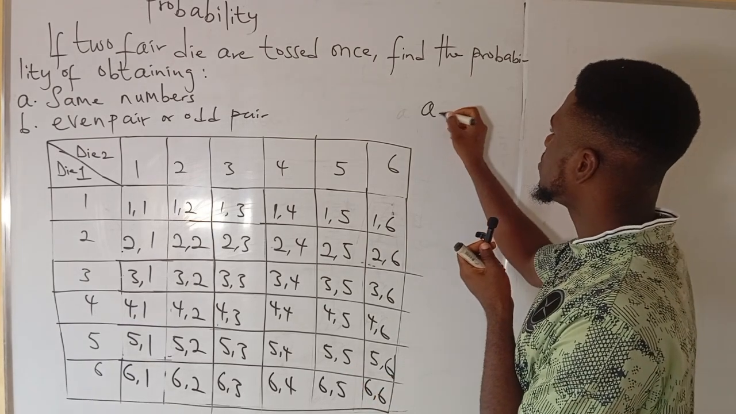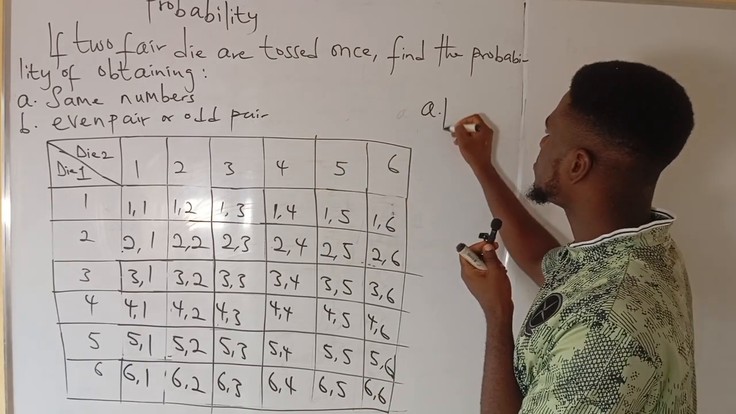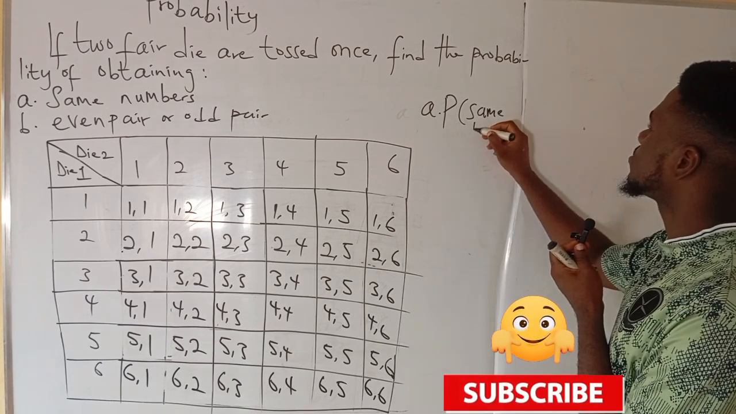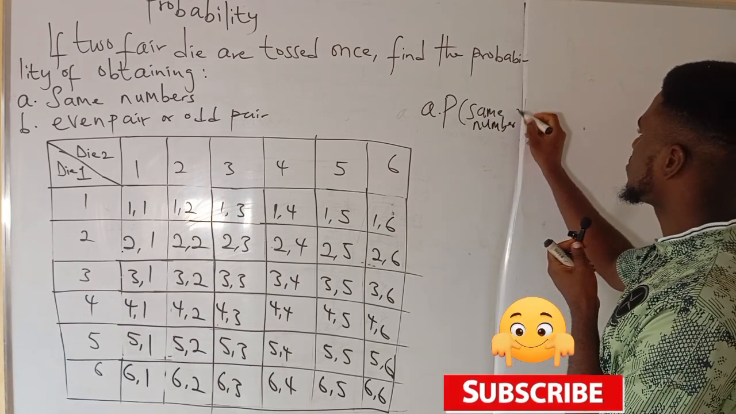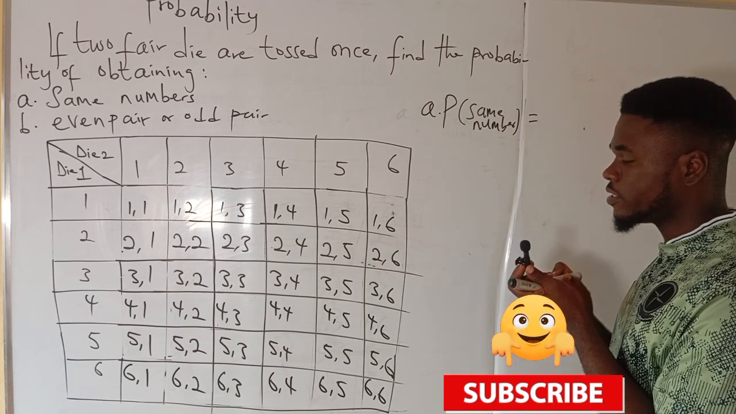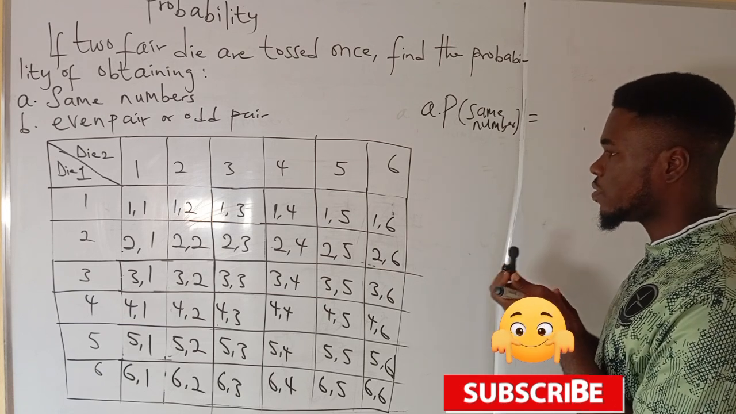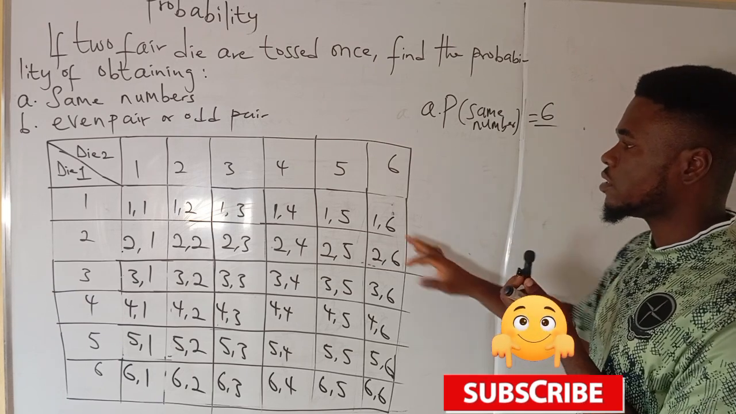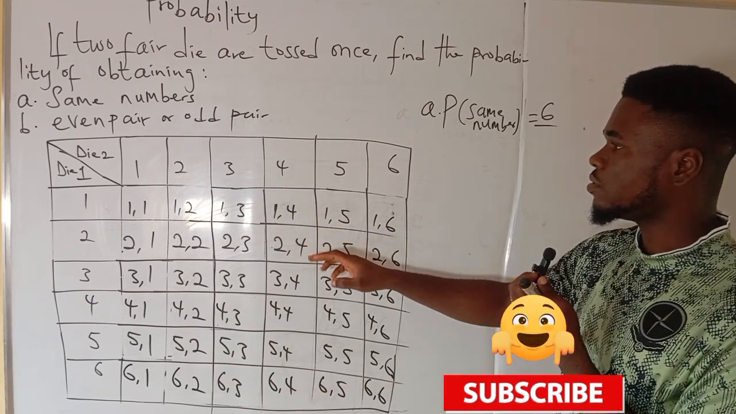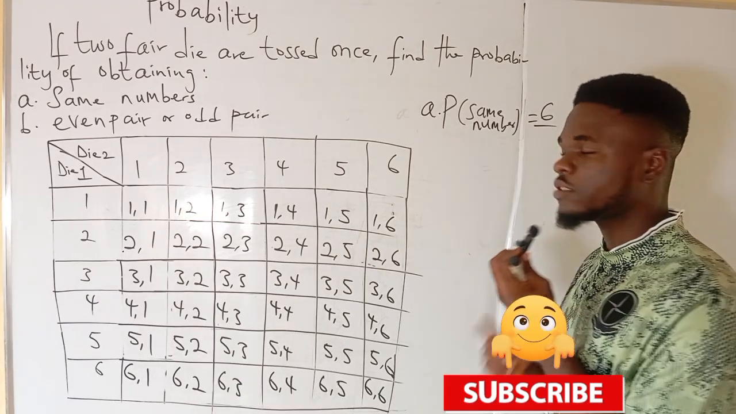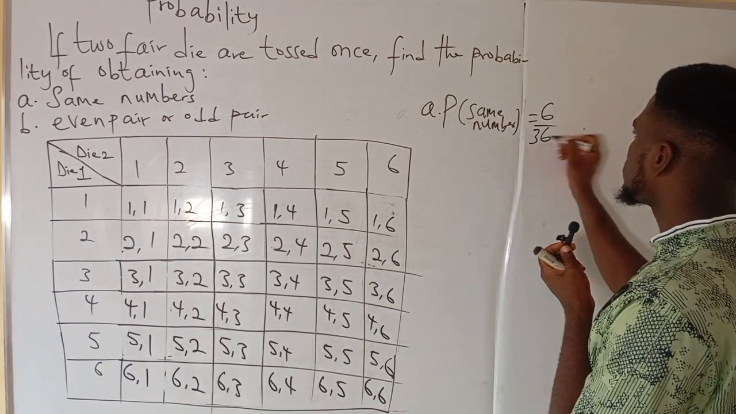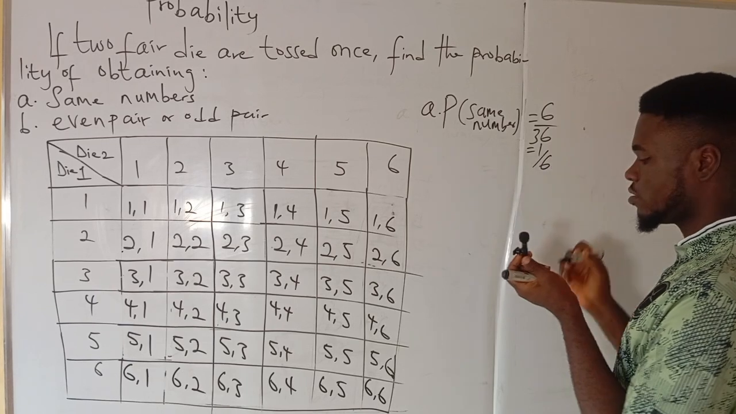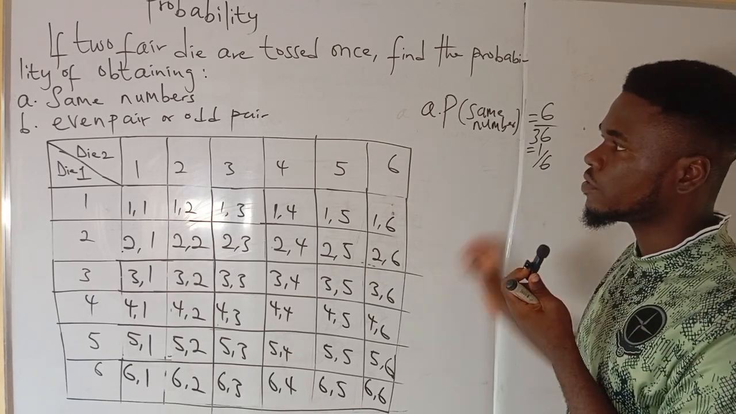So for A, the probability of same number pair, let me say P of same number, is going to be equal to, remember that probability is the required outcome, and we counted 6 same numbers. The total outcomes, the sample space, when you count them, is 6 by 6, which gives us 36. When you reduce this to the lowest term, you're going to have 1 over 6. And that is the answer for A.